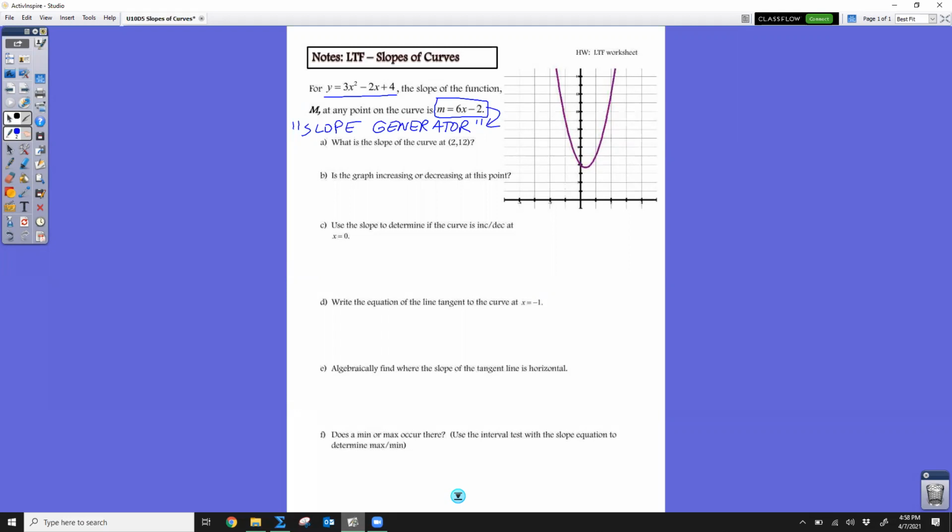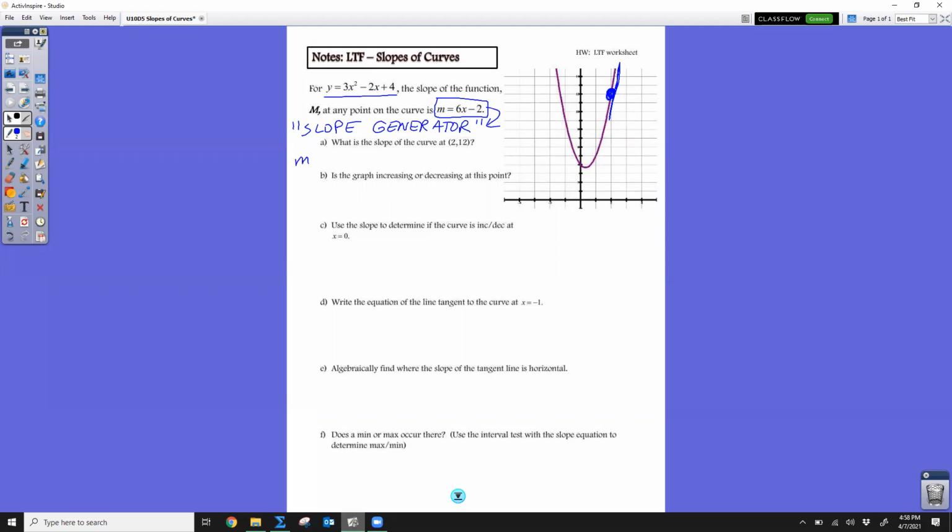Here's what I mean by that. So part A, what is the slope of the curve at (2, 12)? So I'm going to plot this point (2, 12) on the graph. And if I were to draw a line that just barely grazes the graph and touches that point only, we would call that line a tangent line. Remember, it hits the graph one time. So what we're going to do is determine the slope of that blue line that I just now drew on our graph, where it just touches that point one time. All right, and the slope generator is going to do that for us.